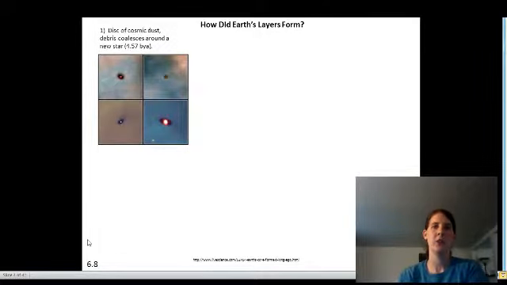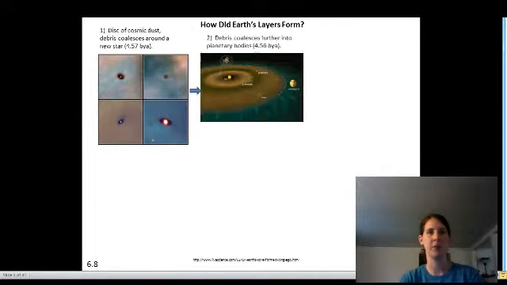So how did the Earth's layers form? Why does the Earth have these very distinct separate layers? So to understand that, we have to go back to the actual beginning of the Earth. A little over 4.5 billion years ago, the Earth was nothing more than just a bunch of cosmic dust that was coalescing around a new star. So our sun wasn't fully formed yet, and it was just this huge cloud of dust all around it.